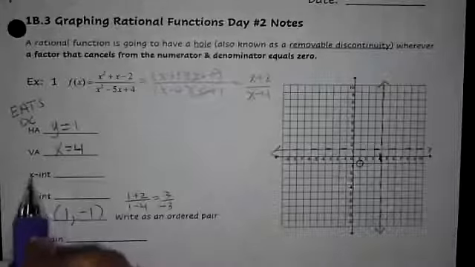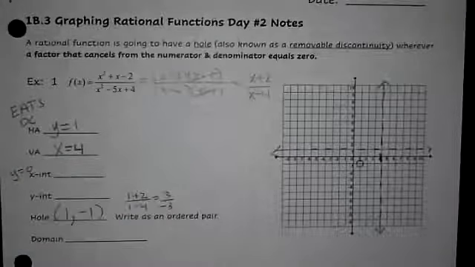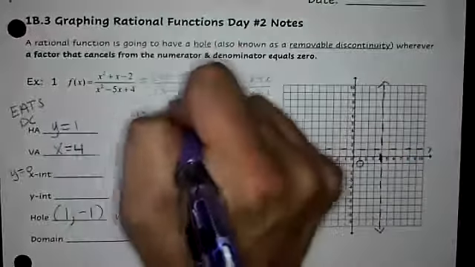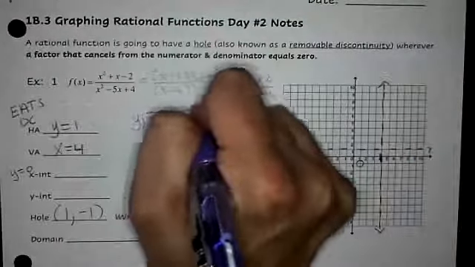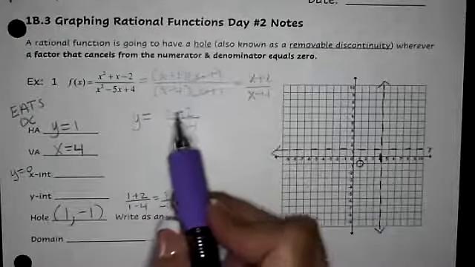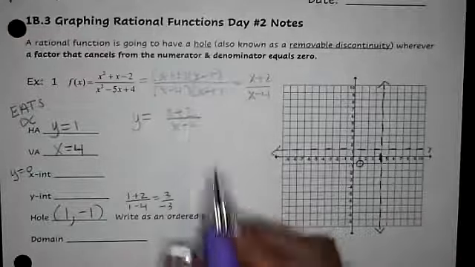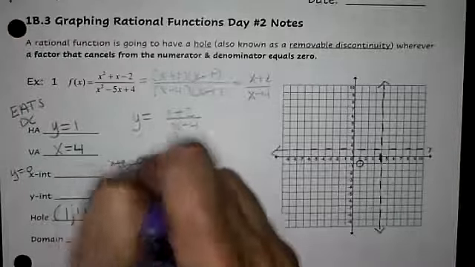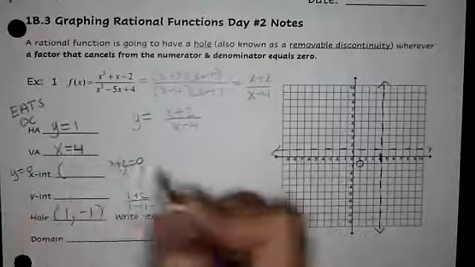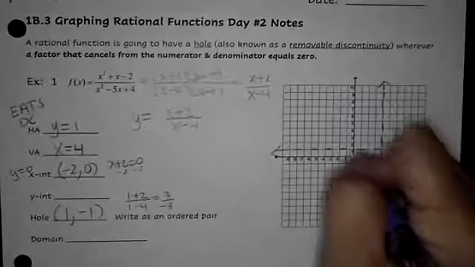For the x-intercept, that's when our y value is 0. So you've got to remember that to get an x-intercept, the y value has to be 0. Because we've got y equals x plus 2 over x minus 4, that's the equation that's left. In order for this to be 0, the numerator has to be 0. 0 divided by anything is 0. So we take x plus 2 equals 0. I subtract the 2. And so we get the x value of negative 2. So our x-intercept is at negative 2, 0.